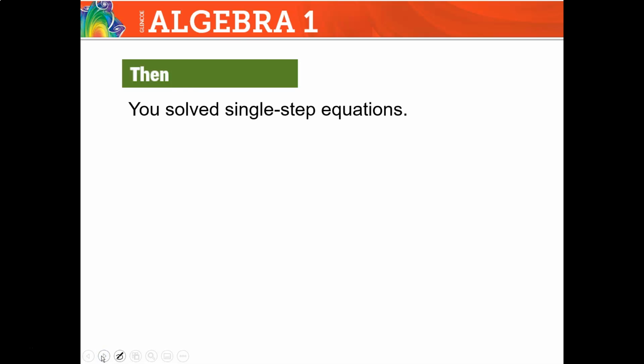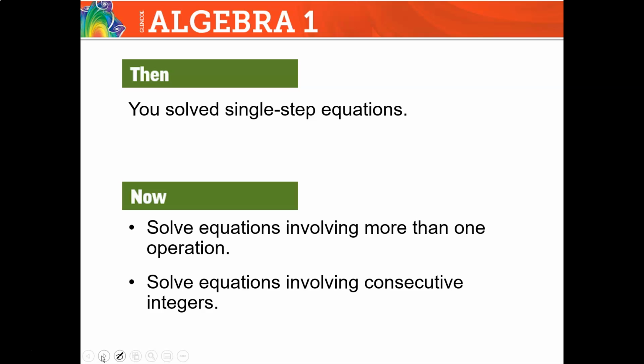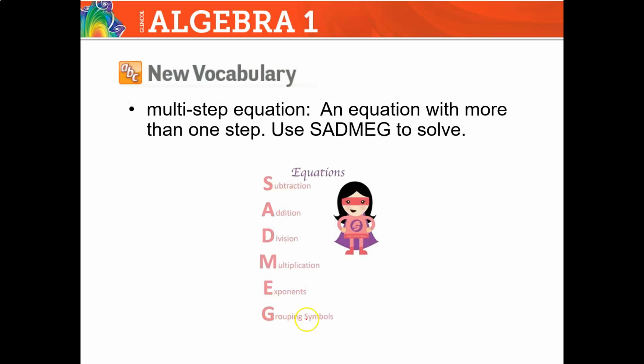All right. So yesterday we solved single-step equations. Today we're going to solve equations involving more than one operation and consecutive integers. So I talked about this yesterday, multi-step equations. An equation with more than one step, you're going to use SAD-MEG to solve. So first you'll subtract and add left to right. Then you'll divide and multiply left to right. Then deal with your exponents and grouping symbols.